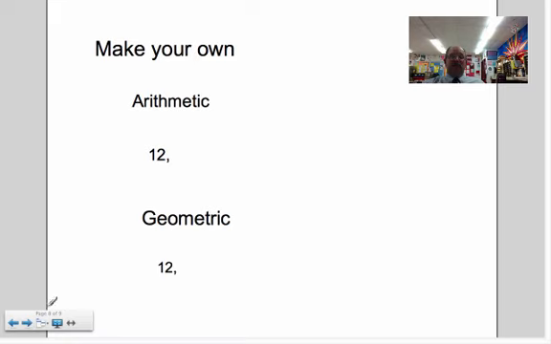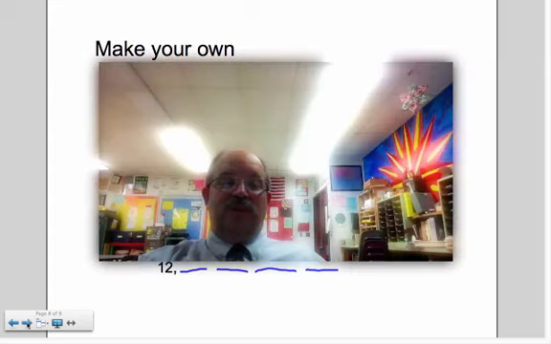The other thing you can do after you've watched the video is make your own. Make an arithmetic sequence that starts with the number 12. Go out 3 or 4 terms so we know that you see the pattern. And also make a geometric sequence that starts at 12. Give me 4 more terms on that one, so 4 extra terms starting with 12. Arithmetic: do what you need to do to make an arithmetic sequence. Do what you need to do to make a geometric sequence. I think that brings us to the end.